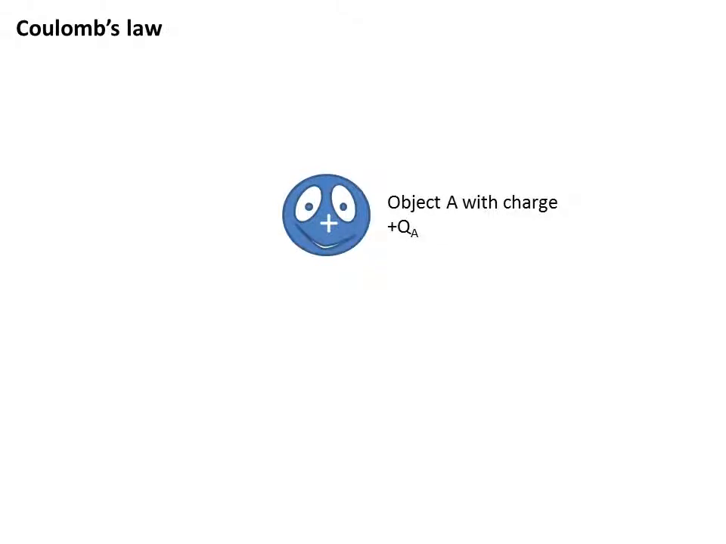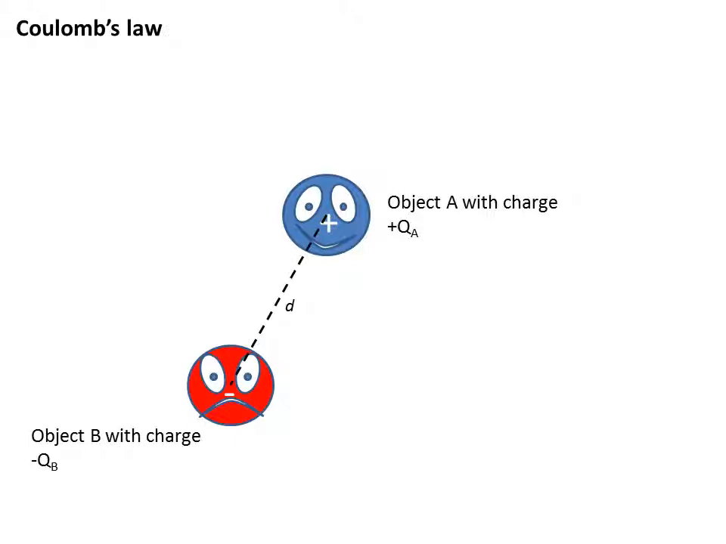Coulomb's law is used to describe the forces that exist between objects carrying non-zero electrical charge. Shown on the screen is an object A with a positive charge, QA, and a second object B with a negative charge, QB. And the two objects are separated by a distance D.